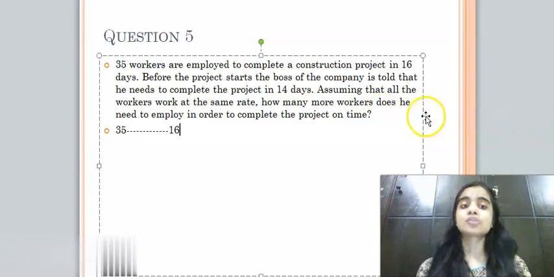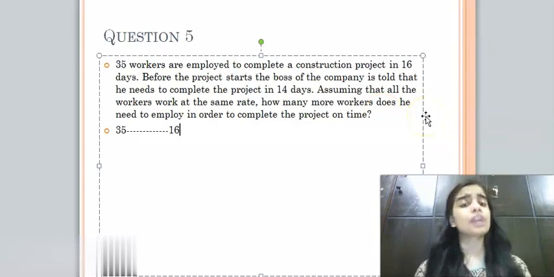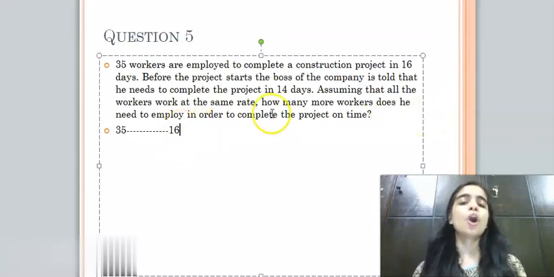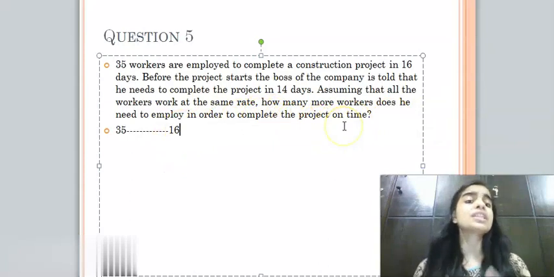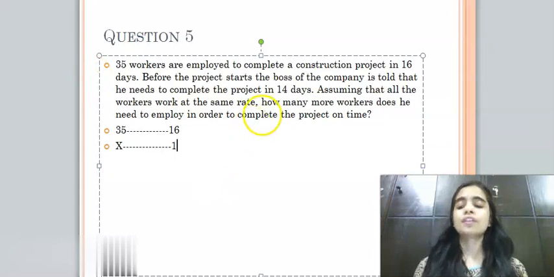Assuming, this is the assumption coming, that all the workers work at the same rate, how many more workers does he need? In order to find how many more workers he needs to employ to complete the project, we first need to know how many workers he actually needs to complete the project in 14 days, okay? So we will put a capital X over here. And over here we will keep 14 days. We will straight multiply. Why? Because this is inverse proportion.